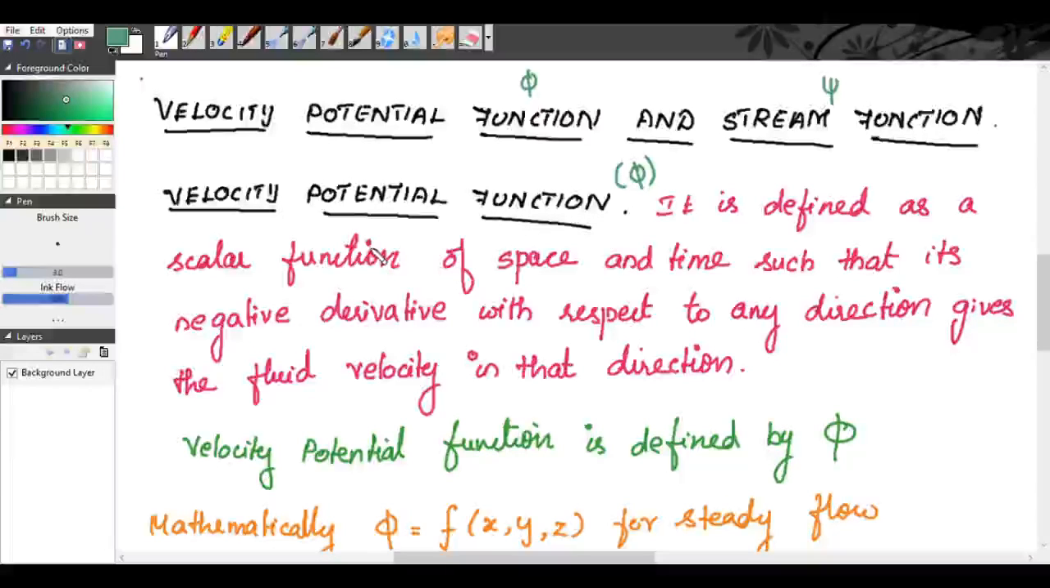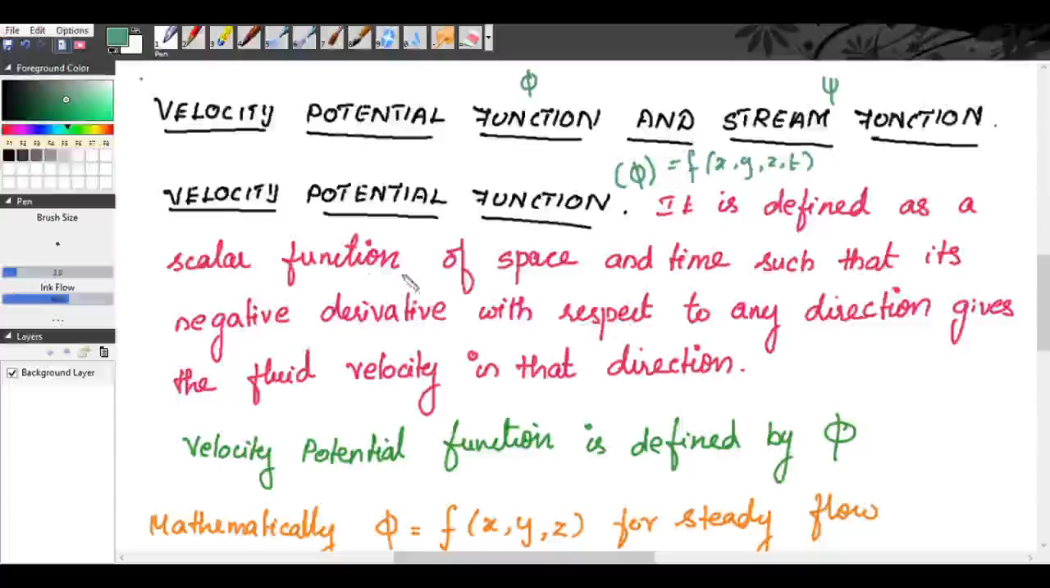This pi is a scalar function in space and time. Space means in x, y and z. Time means t. So it is a scalar function of space and time. That means pi is a function of x, y, z, t. That is the meaning of that. So scalar function of space and time such that its negative derivative with respect to any direction. So negative derivative means minus dou pi by dou x, minus dou pi by dou y, minus dou pi by dou z. That is the meaning of that.